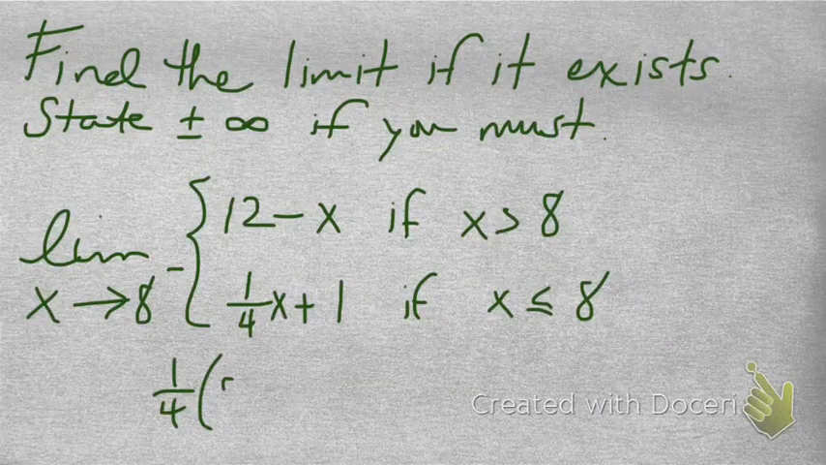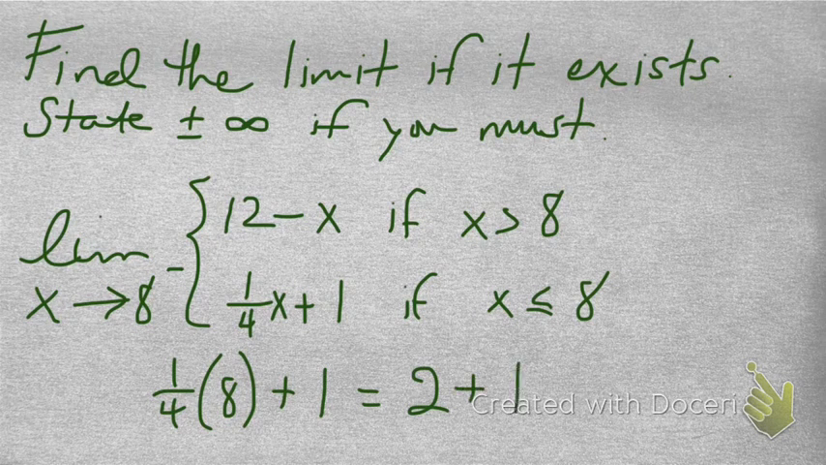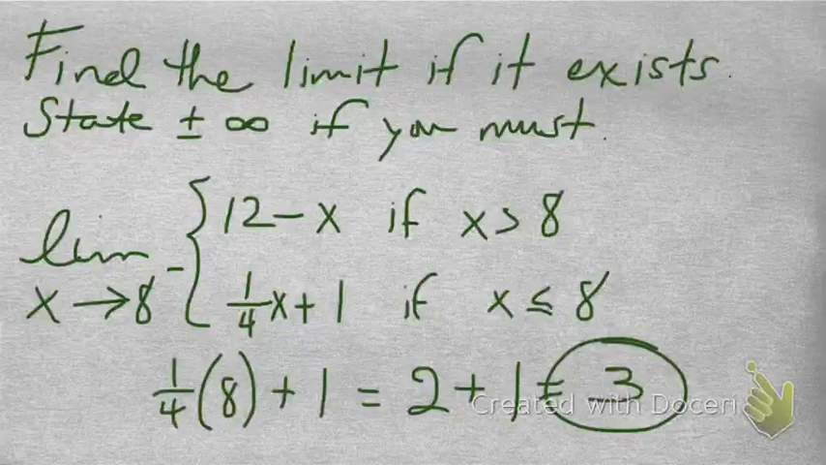That's 1/4 of 8, add 1. 1/4 of 8 is 2. 2 and 1 makes 3. So the limit as x approaches 8 from the left is 3.